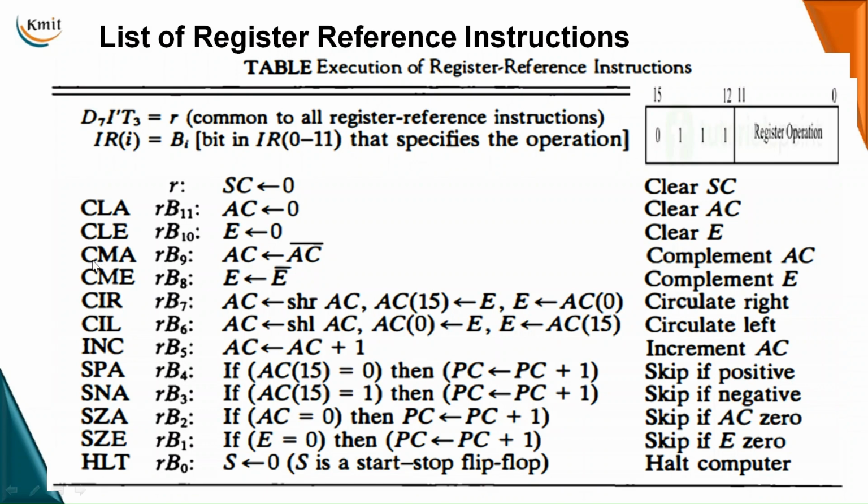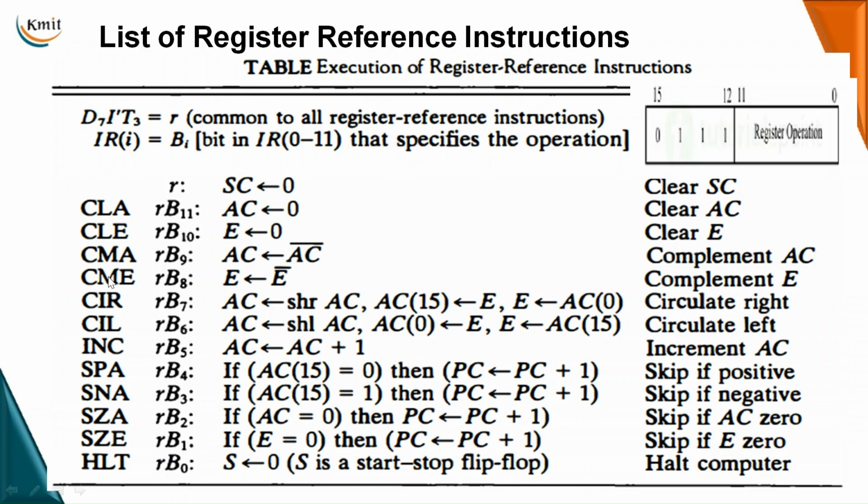Next, CMA. CMA stands for complement accumulator. It is represented by rB9, which means the ninth bit will be 1, whereas the remaining bits of the register operation will be zeros. So it is used to complement. This AC bar represents the complement operation on the contents of the accumulator. Complement means that it converts ones into zeros and zeros into ones. For example, I am taking a 3-bit accumulator content, 000. If I perform a complement operation on the contents of the accumulator, 000 becomes 111. Since I have all zeros in my accumulator, they will be converted to 111. So that is the use of the complement operation.